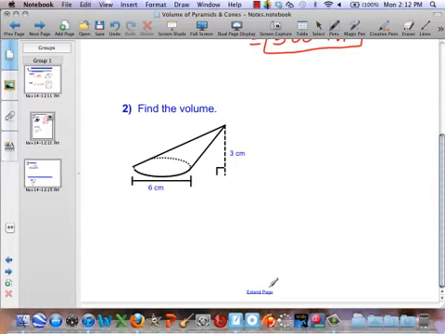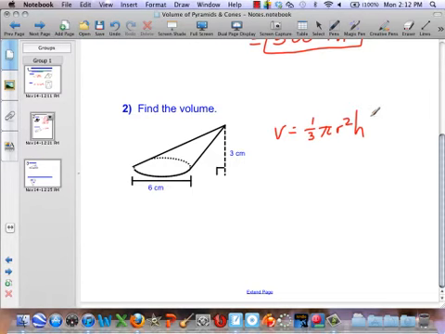Okay, number 2. What shape do we have here? The cone. How do you find the volume of a cone? V equals 1/3 pi r squared h. Now, notice that this is not a right cone. This is what we call an oblique cone because it's slanted. But the concept is still the same.